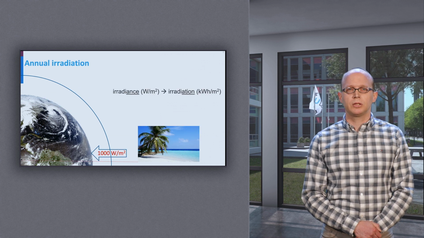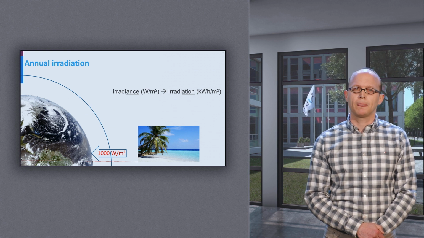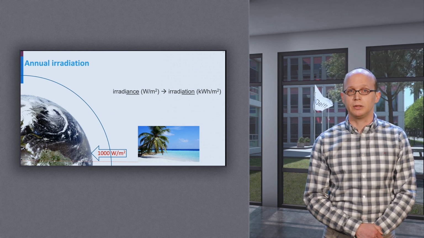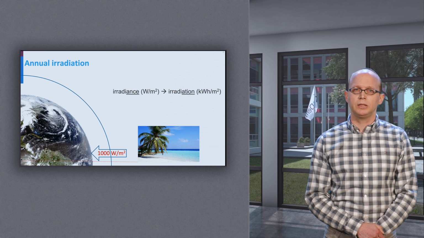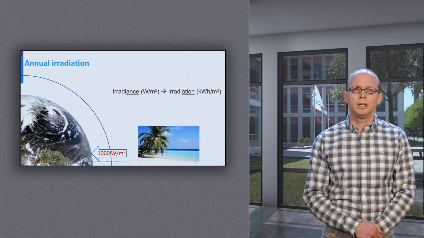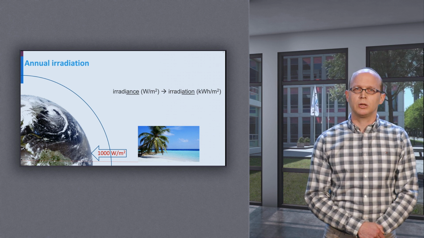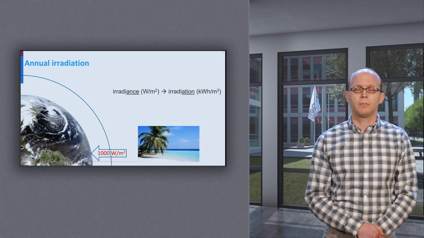Thus far, we have discussed irradiance, the instantaneous power density in watt per square meter. A related quantity is irradiation. This is the total amount of energy in kilowatt hour that a surface receives in a day, month, or year. If we consider a sunny location near the equator, how much would the total irradiation be for 1 year?